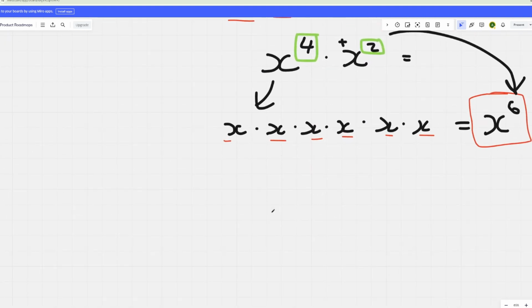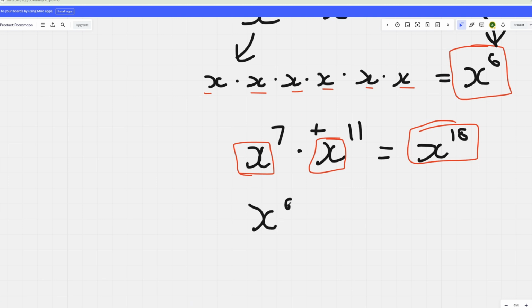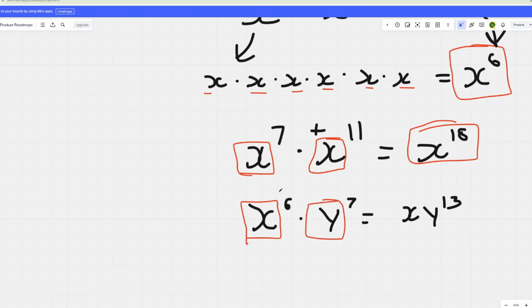So, for example, if I give x to the 7th times x to the 11, I know that these x's are the same base. So all I have to do now is add the powers. 7 plus 11 is 18, and that's my answer. But one thing you have to be careful for: if I say x to the 6th times, let's say, y to the 7th, I can't say xy to the 13th, because x and y are two different bases. They're two different variables, so I can't add these exponents.